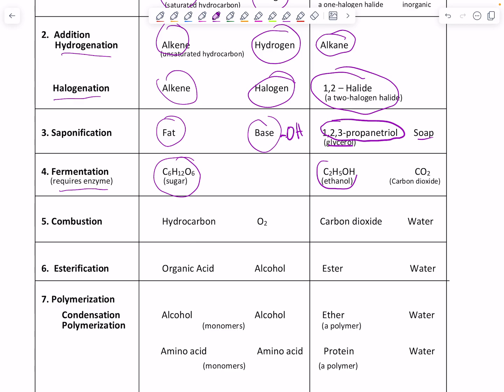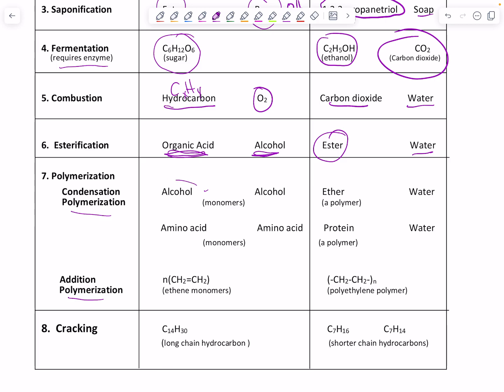Esterification, this is the one where we start with a carboxylic acid or an organic acid, react it with an alcohol, and we get two products. One's an ester, and then the other one, the byproduct, is some water. Polymerization, we have two kinds that we talked about, the two subgroups. For condensation polymerization, the one we focused on is where we had two alcohols, and those are our monomers, and they join together to form a polymer. And with the alcohols, it's always an ether. And then there's some water produced because it's that condensation polymerization.